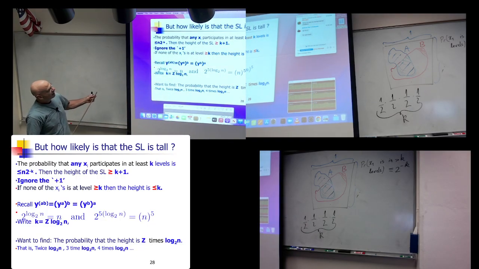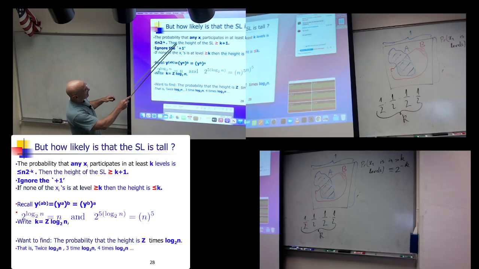Therefore, the probability that any xi participates in at least k levels is, as we said, n times 2 to the minus k. That means the height of the skip list is at least k plus 1, ignoring the plus 1.